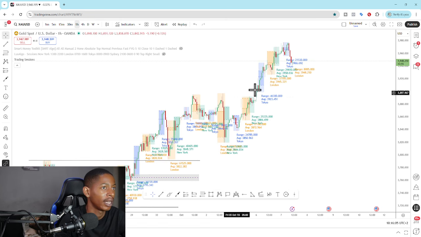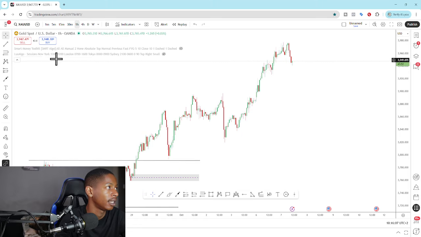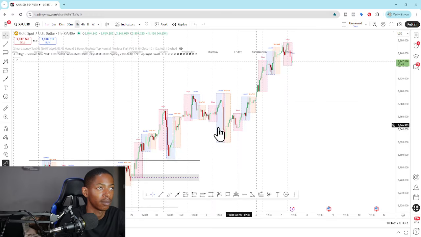Okay, but I don't like this one yet. It's giving ranges and stuff, so I'm going to delete this and use this one that I already had, sessions like this. This one is much better. You can see it's super simple.